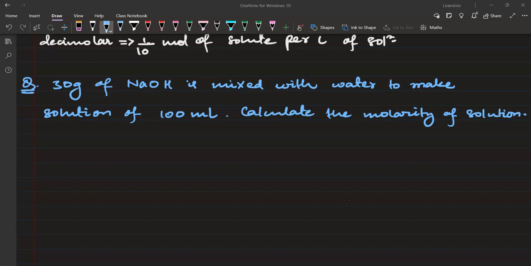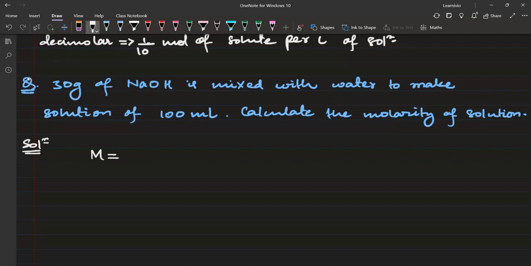Sir, I'm unable to do it. You're unable to solve it. Why? Tell me the formula. It's fine though, a little bit you have to write. Yes, tell me, Noha, what is the formula for molarity?